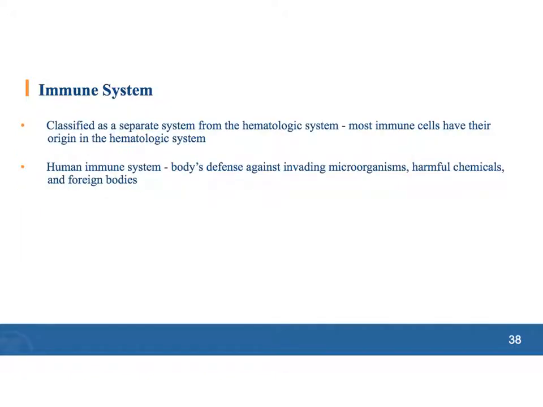The immune system is classified as a separate system from the hematologic system. However, most immune cells originate in the hematologic system. Often the study of allergies will go hand in hand because an allergic response is actually an immune response.